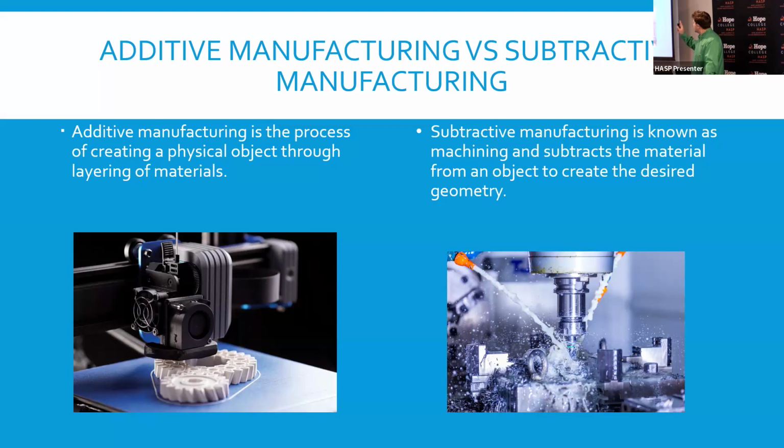manufacturing process. Subtractive manufacturing is also known as machining and subtracts material from the object to create the desired geometry. So you can do some type of machining, lathing, 5-axis, 3-axis, to get the shape that you would desire out of your part. However, this is wasteful because basically you're taking all that excess material and then just throwing it away. So 3D printing actually saves on material cost.